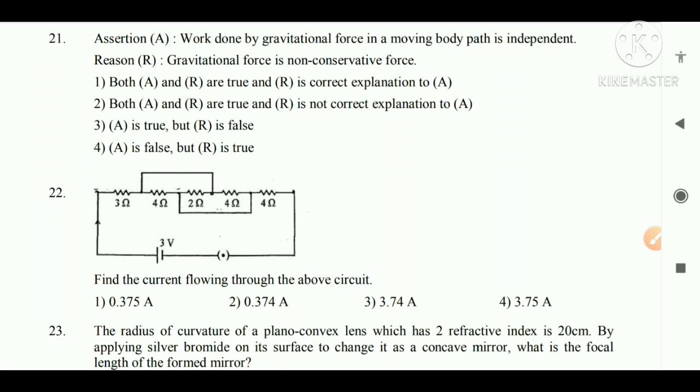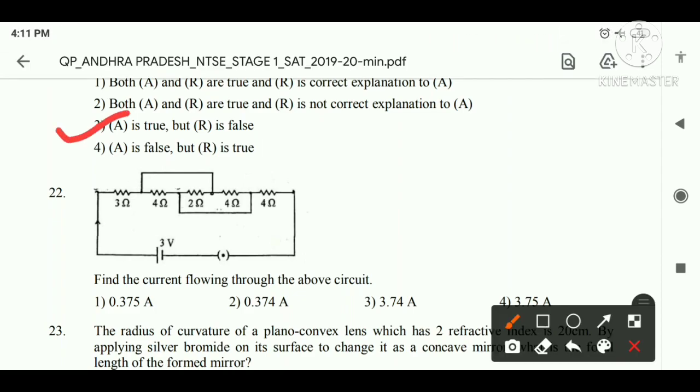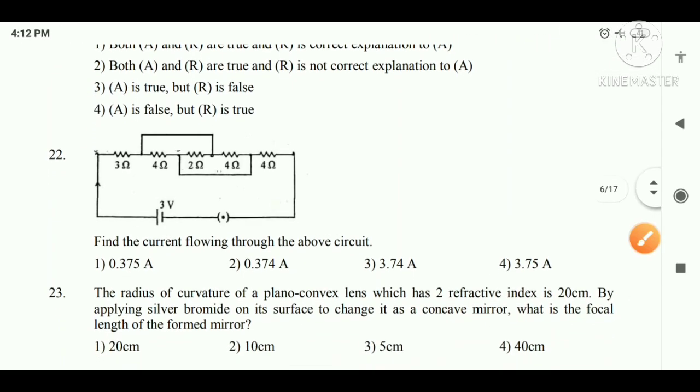Here gravitational force is a conservative force, so work done is path independent. So option third is the right answer. A is true but R is false. Option third is the right answer. Now let's go to the next question.